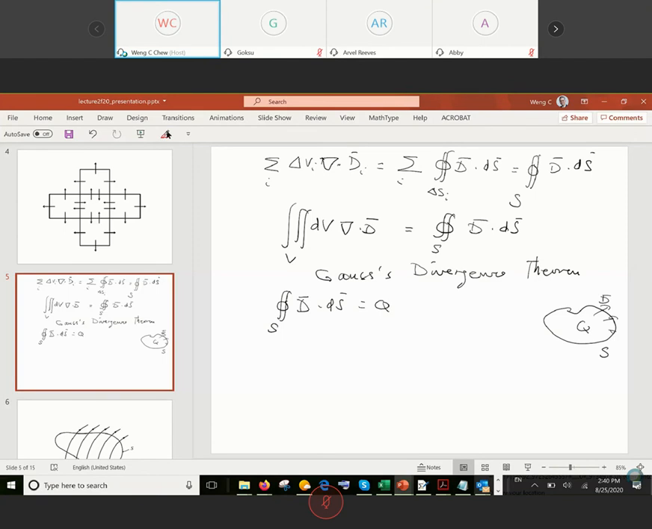Okay, and I can write Q as a consequence of the volume integration, not necessarily a closed volume, of dV rho of R. I can write the total charge as the integration of the charge density inside. But for the left-hand side, I can use Gauss divergence theorem and rewrite it as the integral of dV divergence of B.